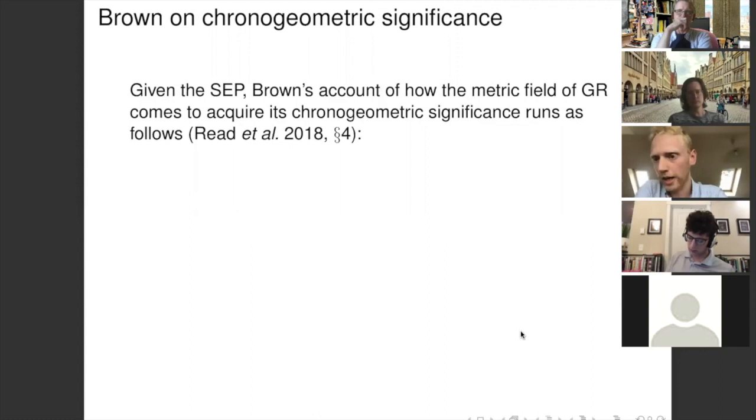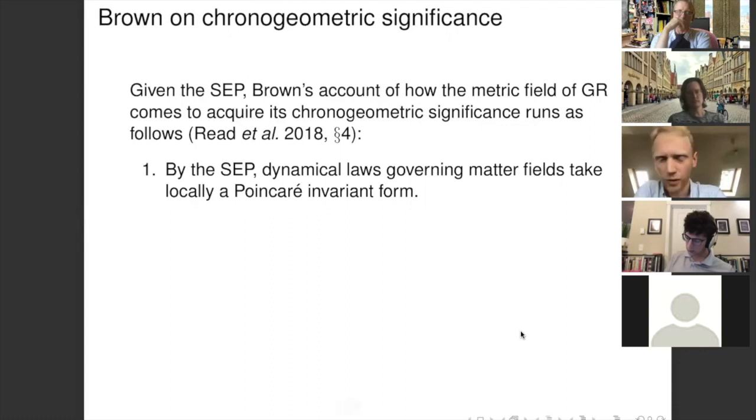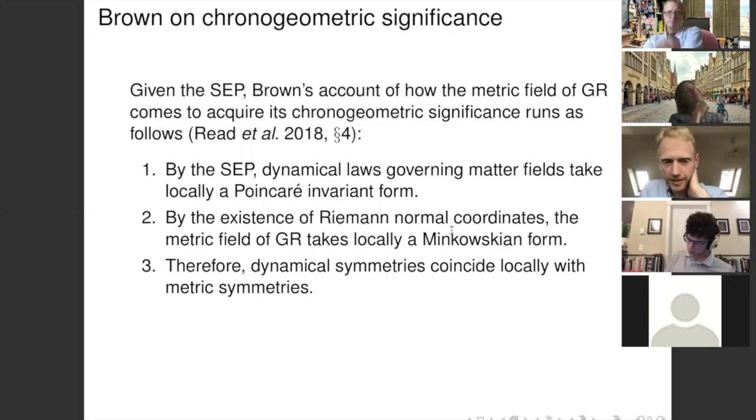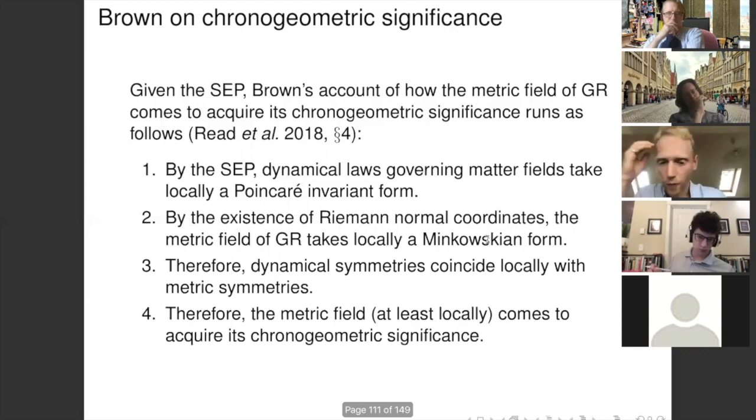It's a four-point argument. So by the strong equivalence principle, dynamical laws governing matter fields take locally a Poincaré invariant, i.e. special relativistic form. By the existence of Riemann normal coordinates, which basically say that at any point in the manifold, I can diagonalize the metric field and its first derivatives vanish, the metric field of general relativity takes locally a Minkowskian form. Therefore, by these first two points, the dynamical symmetries, which are locally Poincaré invariant, coincide with the metric symmetries because I've got a metric field in the form -1, 1, 1, 1, and that's going to be preserved under Poincaré symmetries. Therefore, the metric field, at least locally, comes to acquire its chronogeometric significance.